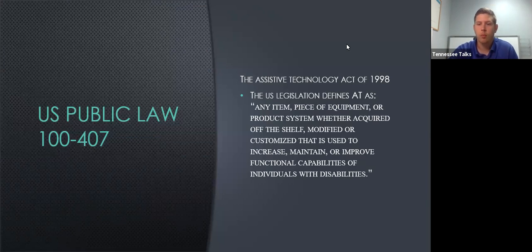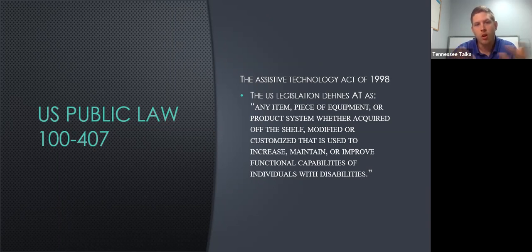First I want to start off with the public law. This is the definition for assistive technology. It defines assistive technology as any item, piece of equipment, or product system, whether it is acquired off the shelf, modified, or customized, that is used to increase, maintain, or improve functional capabilities of individuals with disabilities.